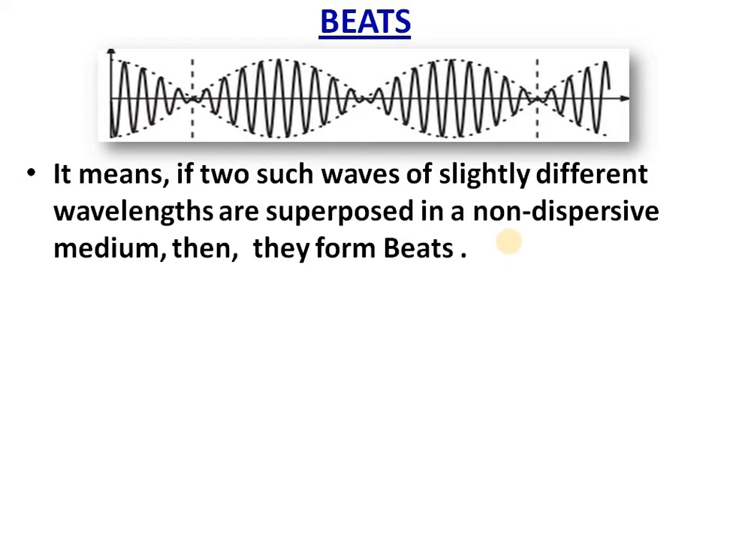Understand? In a non-dispersive medium, all waves of different wavelengths will propagate with the same velocity. For example, vacuum is a non-dispersive medium for lights. You know, light contains 7 colors, and in vacuum, all the 7 colors propagate with the same velocity. So vacuum is a non-dispersive medium for visible light.